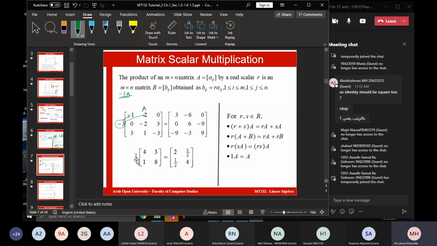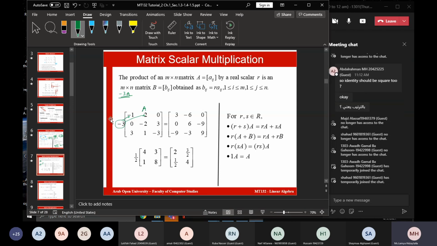طيب, now this is the matrix. How we multiply it times half? Each element we multiply it times half. طبعا half في 4 by 2. That means I'm dividing over 2, صح? 3 في half, 3 over 2 وهكذا. Like that. Okay? طيب. This is how we multiply by a scalar or a real number here.